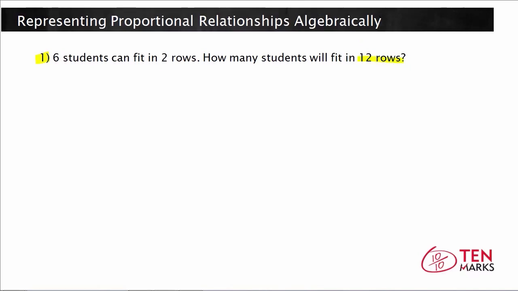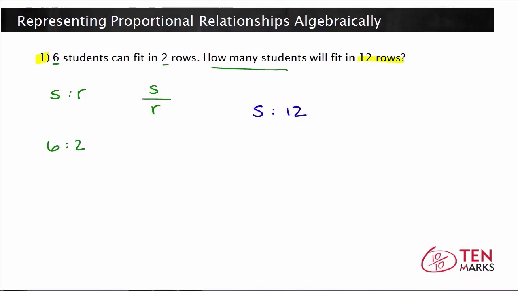So what we need to do is begin by writing a ratio for the number of students and the number of rows. So let's begin with the information we have. We're going to write a ratio of students, which I'll represent with S, to rows, and you can represent this as a fraction as students over rows, okay? So this is what we're going to be working with. Now, we know that 6 students can fit in 2 rows, so that's 6 students, 2 rows. If we want to think about how many students will fit in 12 rows, we're going to have a ratio that's S to 12, right?